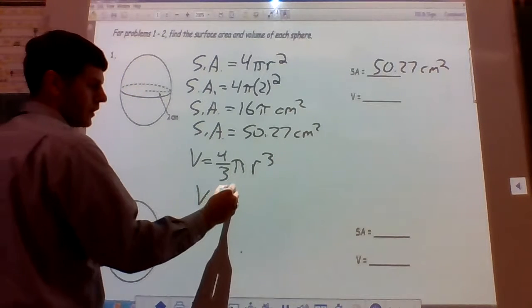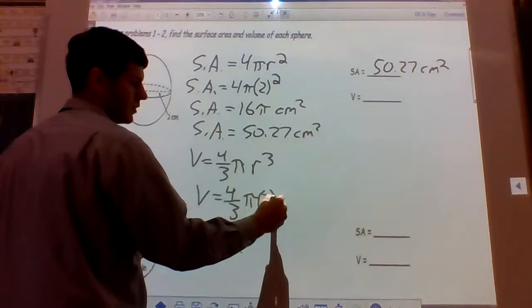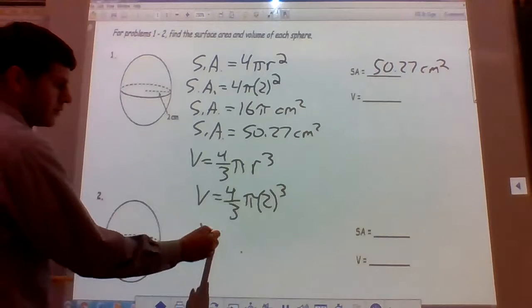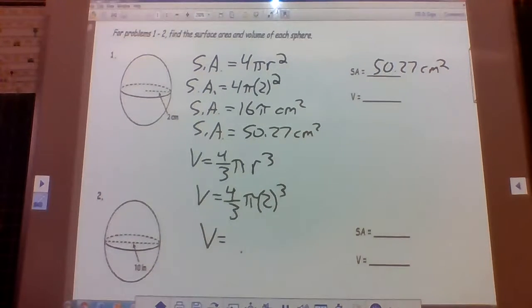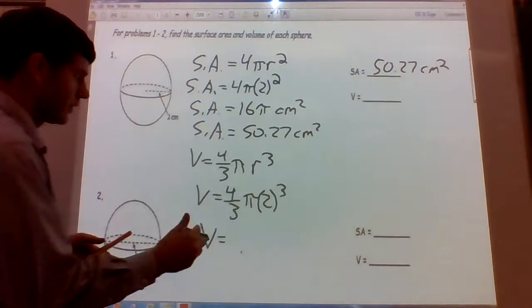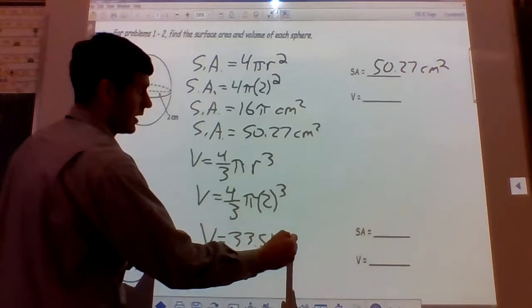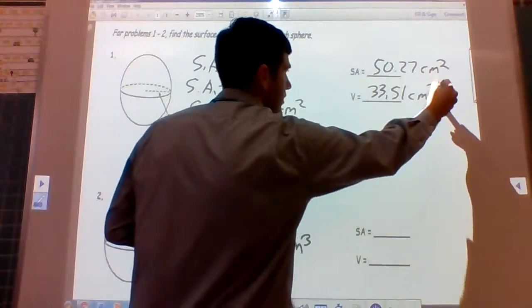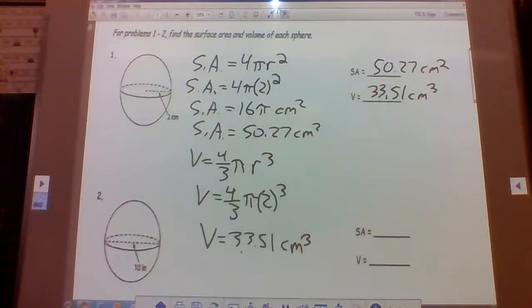So we plug in 2 for our radius. The radius is 2, so we substitute in 2 here. Okay, and then we can just multiply that all out. So 4/3 pi times 8. That's 33.51, and that is centimeters cubed.